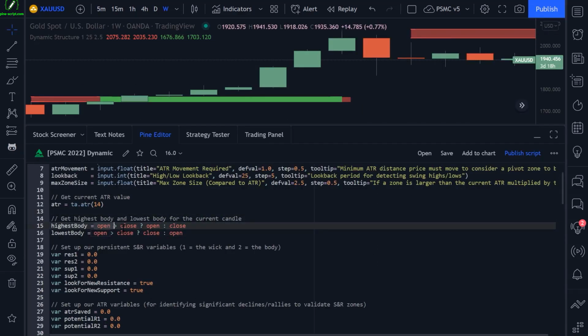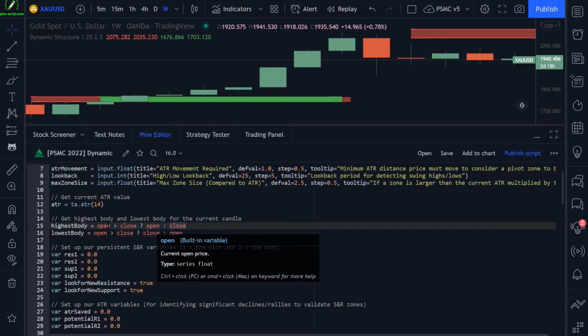We just use a basic ternary operator here to check if the open is higher than the close. And depending on what we're trying to get, we assign the relevant candle price to this variable.